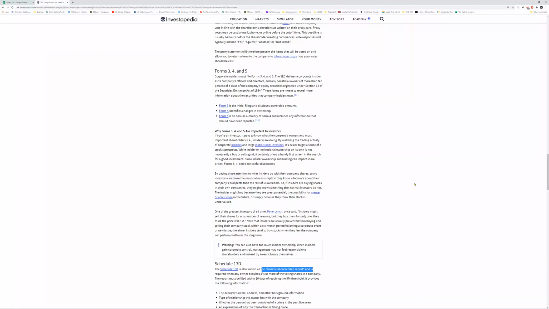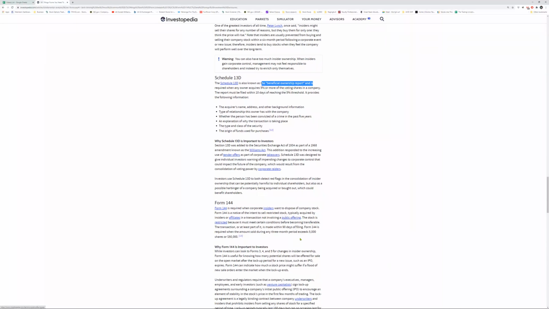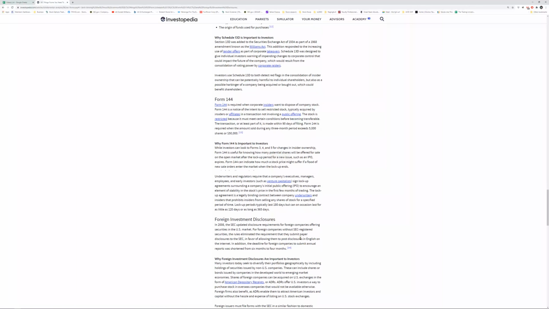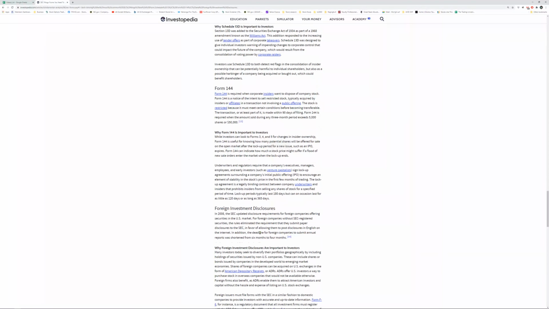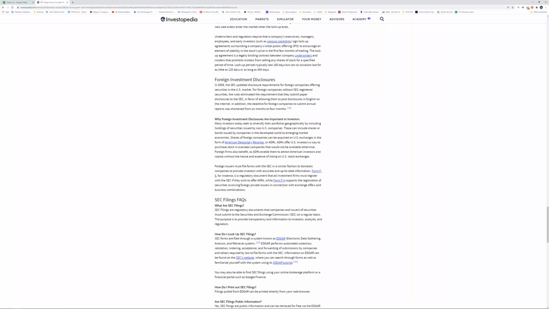Now, let's just pretend a company's got a 3 million float. Well, somebody files a 13D and all of a sudden they own 1.5 million. People are like, well, shoot, they're trying to buy up this company. I need to get on board, right? So that's kind of the 13D. Form 144 is insider to dispose of company stock. And then you've got foreign investment disclosures. You can read more about it. It's a little bit more deep than I want to go right here.